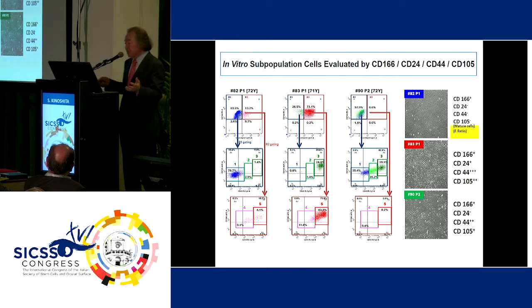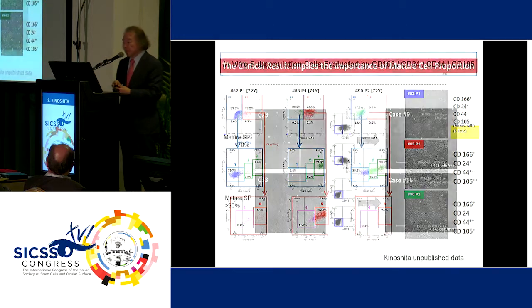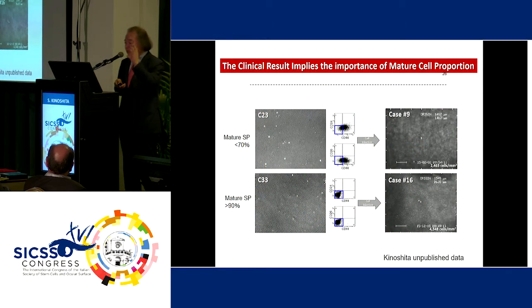So the E ratio is the proportion of the cultured endothelial cells highlighted in blue. We now have over 90% of the cells highlighted in blue. Then we compare some of the cases where the mature cells are under 70%, or the mature cells are over 90%.